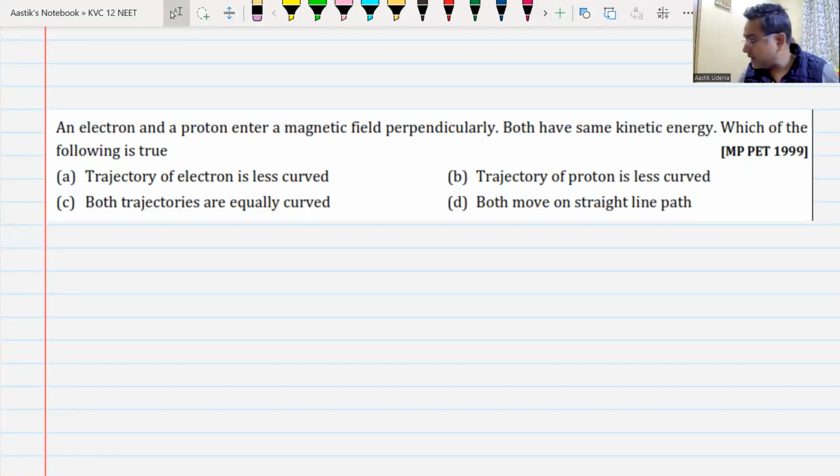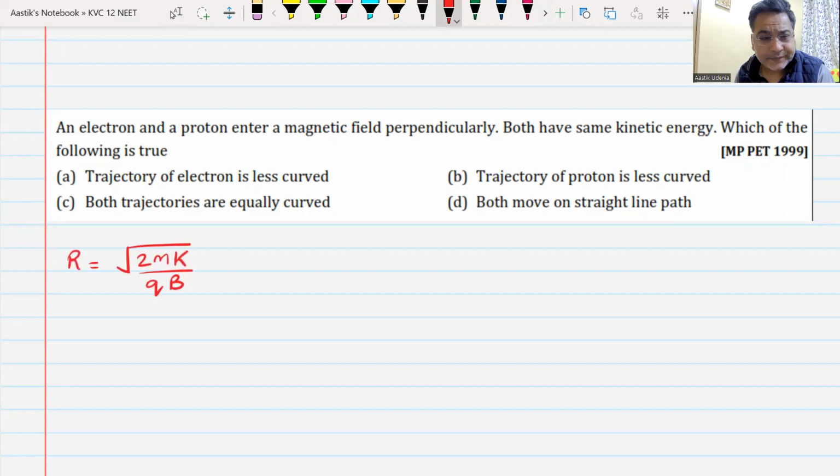So, how are you supposed to do this? They enter with the same energy. Sometimes they call it kinetic energy, sometimes they will simply call it energy. Don't get confused. Both terms mean similar things. So, radius in terms of energy is given by this formula: root of 2mK by qB. I hope you remember this.